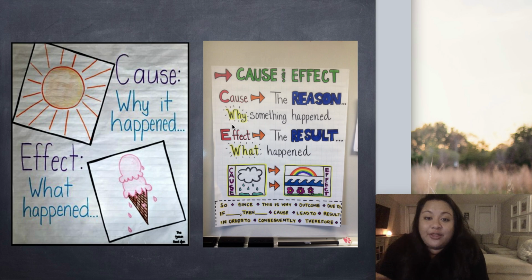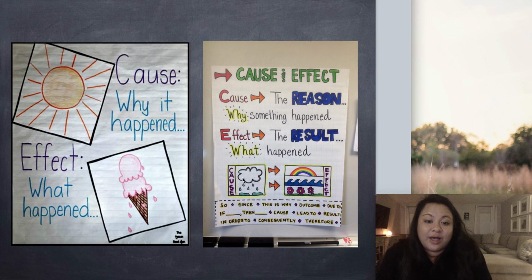If you look at the other anchor chart, it also has the definition of cause and effect, but it gives two really, really important words in it. It has reason and result. It says cause is the reason why something happened, and the effect is the result of what happened.